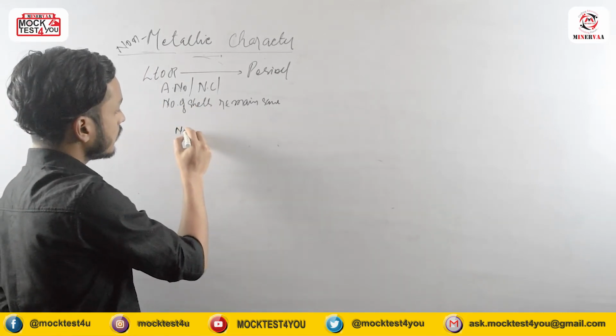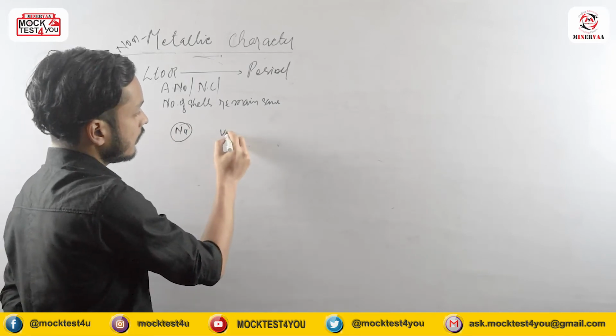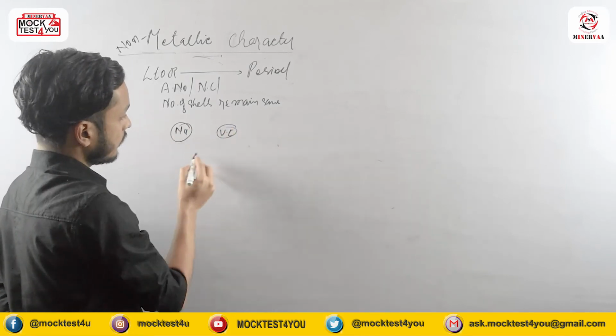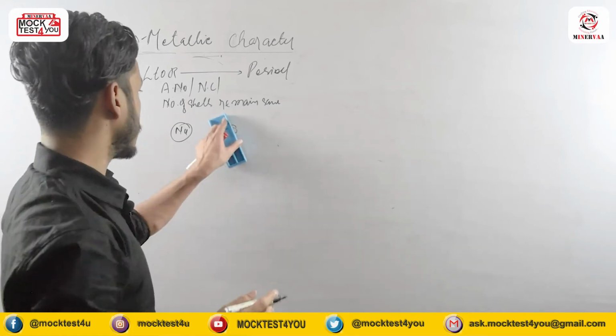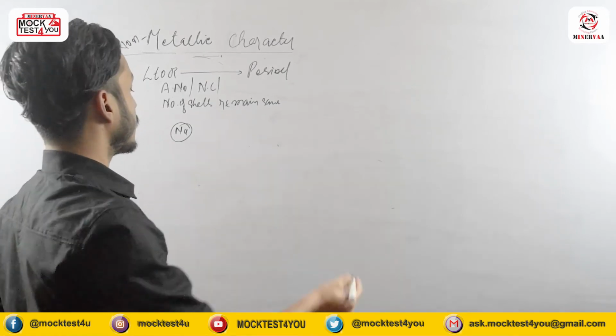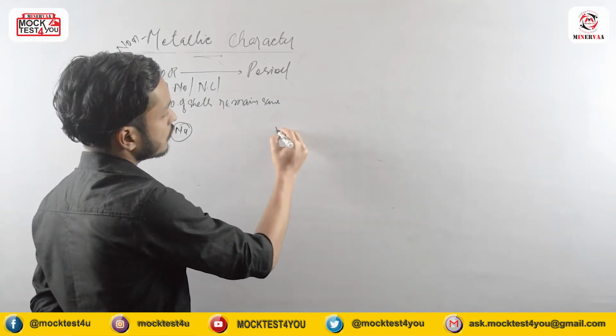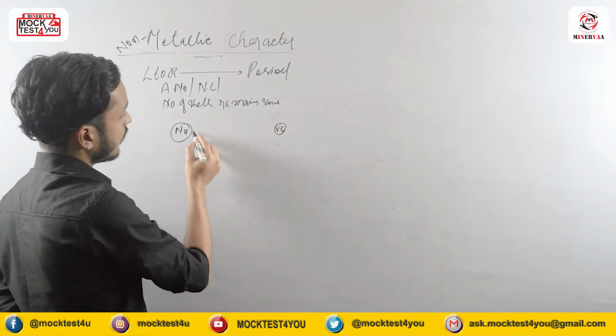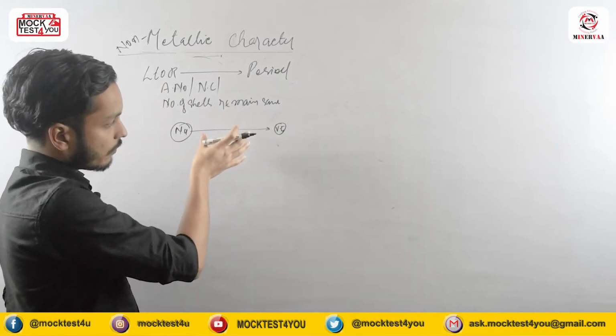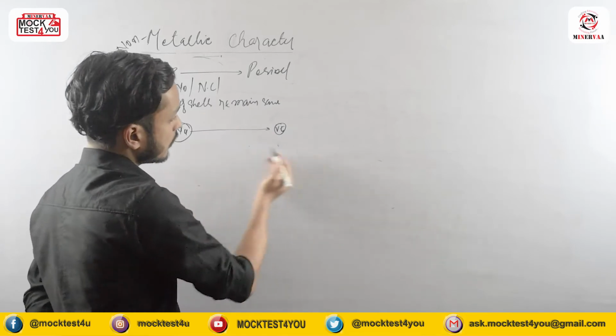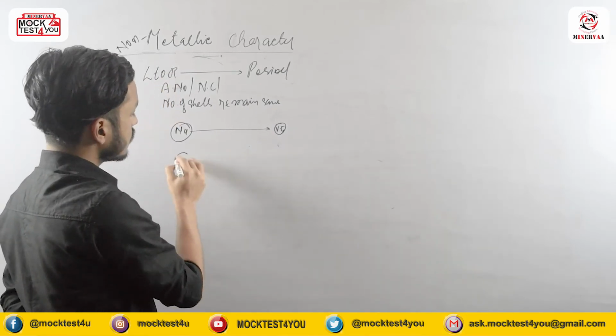Then what will happen? The distance between the nucleus and the valence electron will decrease, right? Suppose this was the distance in the first case, if we're talking about the second period or third period. In the first case, suppose the distance between the nucleus and the valence electron was this, right? So when we are moving across the period like this, at that time the distance will decrease.